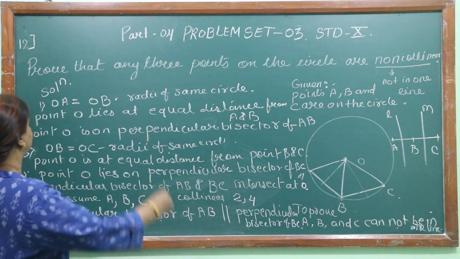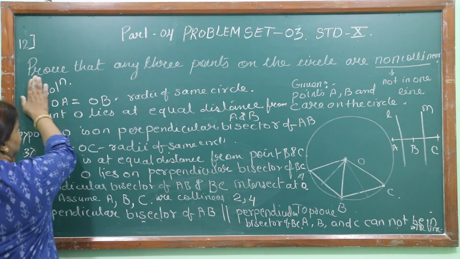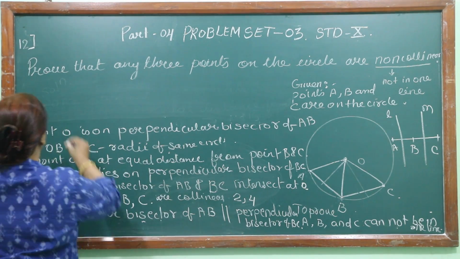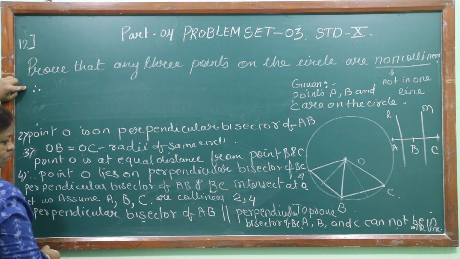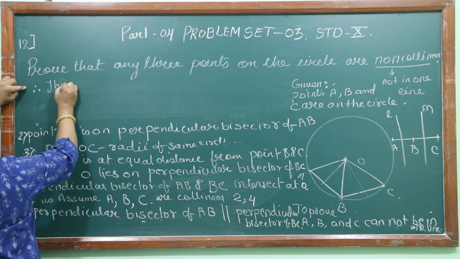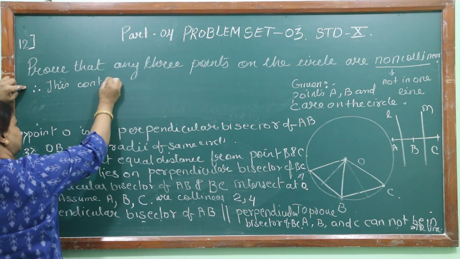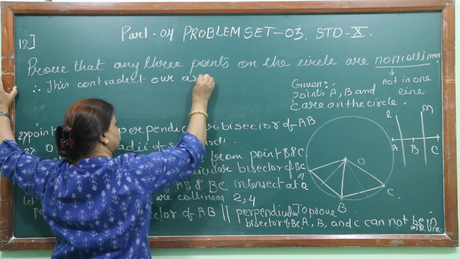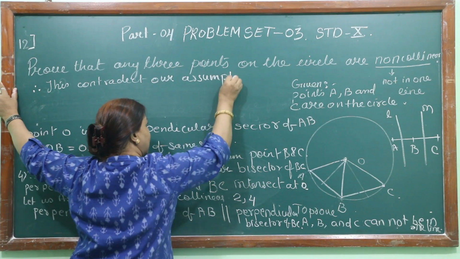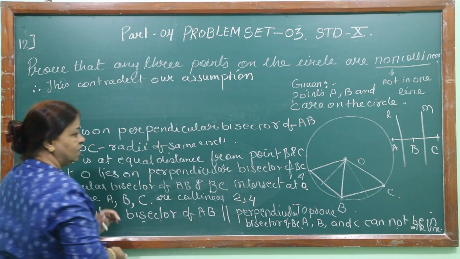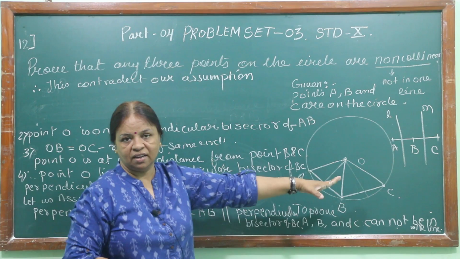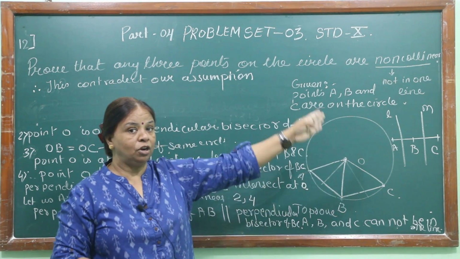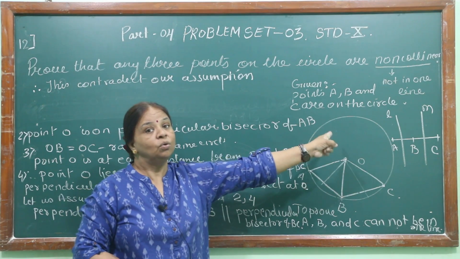But here, shall I rub this? Let me rub this at the top. So, this contradicts our assumption. What was our assumption? That points A, B, C are collinear. And after we assumed A, B, C collinear, we drew the perpendicular bisectors and we came to know that they are going to be parallel.